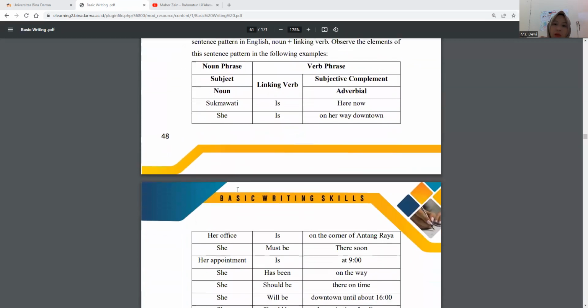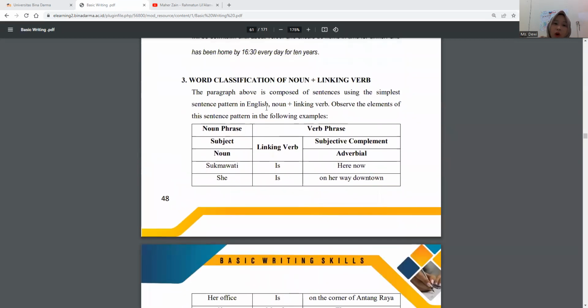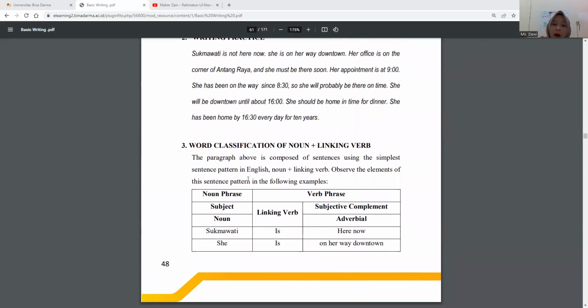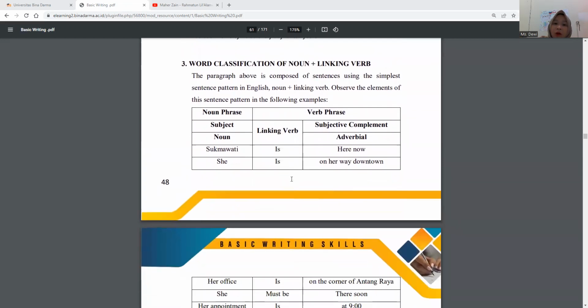Now you can see here, this is the explanation. Based on this writing practice, you can see these are the classification of the noun plus the linking verb itself. The paragraph above is composed of sentences using the simplest sentence pattern in English, noun plus linking verb. Observe the elements of this sentence pattern in the following example. The first one we have is the subject, here the noun Sukmawati, and then the linking verb, the to be, is, and then the subject complement, here now.